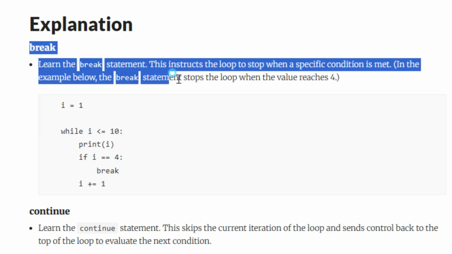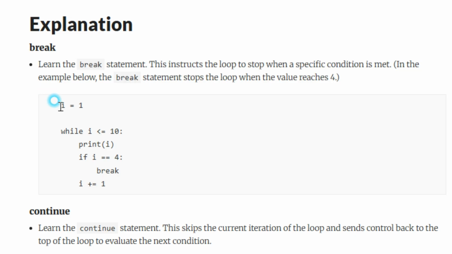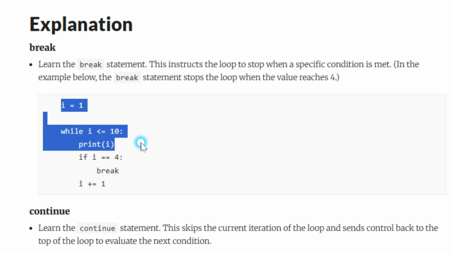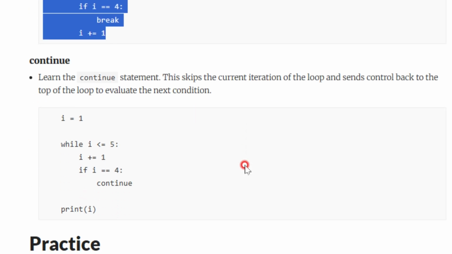Here's a simple example. Imagine we have a loop that prints numbers from 1 to 10. We write, while i is less than or equal to 10, print i. But here's the key part. If i becomes 4, use break. This means that as soon as i reaches 4, Python stops the loop completely, and no further numbers are printed.